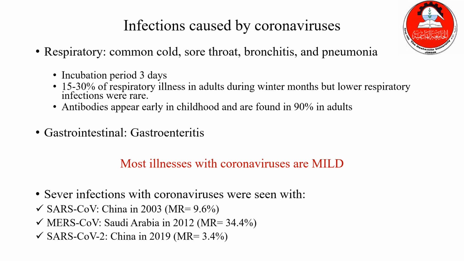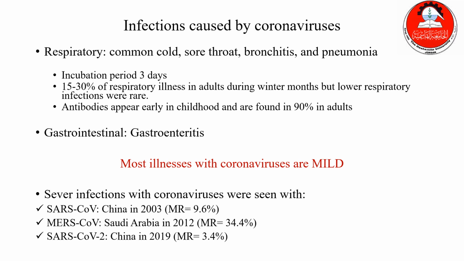Coronavirus causes 15 to 30% of the respiratory illnesses in the common cold, or the upper respiratory tract infection. Antibodies appear early in childhood and are found in 90% of adults. So by reaching adulthood, let's say after 15 or 18 years of age, 90% of the population would have been infected with coronaviruses, and here we're talking about the common cold coronaviruses.